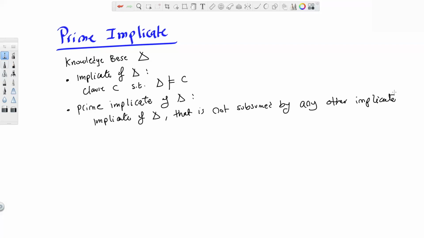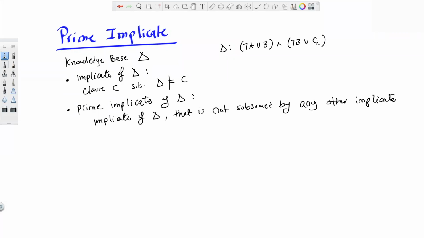Okay, so let's take a concrete example in this particular case. If you have your knowledge base delta as, let's say, not A or B, and let's keep it simple in this case, and then I have not B or C.